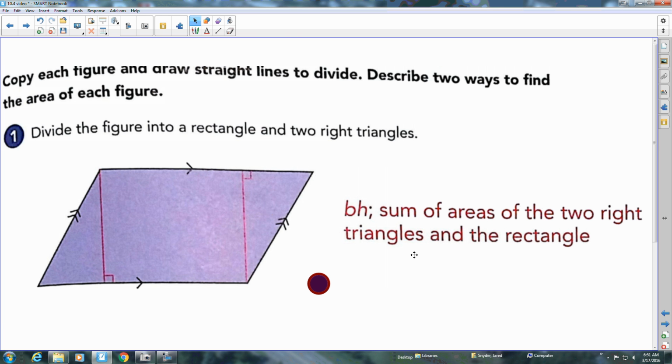So area equals base times height. That's another way of solving it. So there's two different ways.